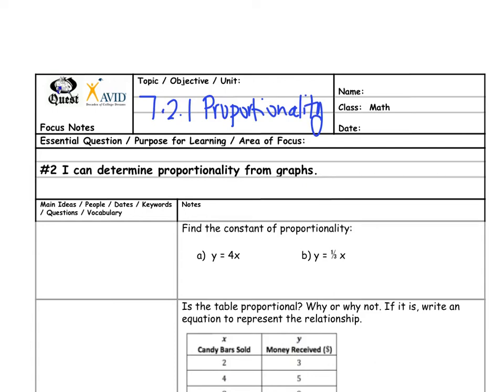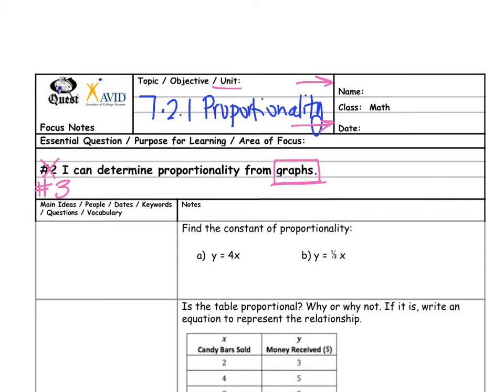Today we are continuing on in the unit 7.2.1 proportionality. And on your notes, when you fill that out, please also make sure to add your name and today's date. And we do have a correction to make. Please fix this to say lesson number 3. I can determine proportionality from graphs.